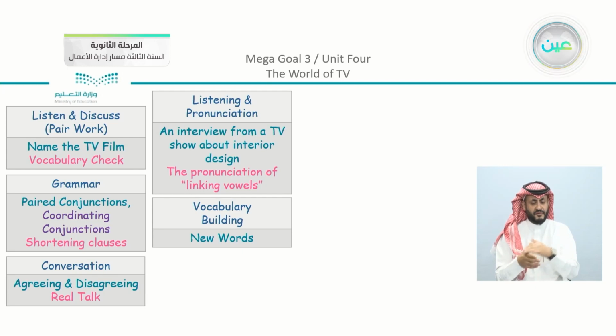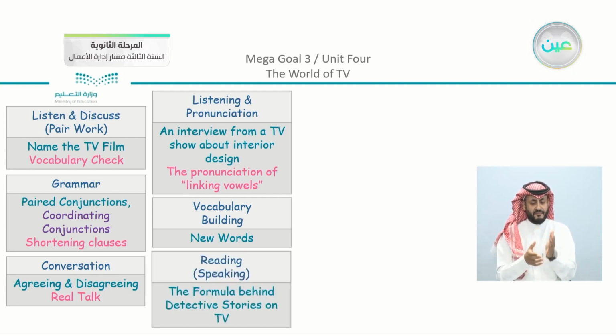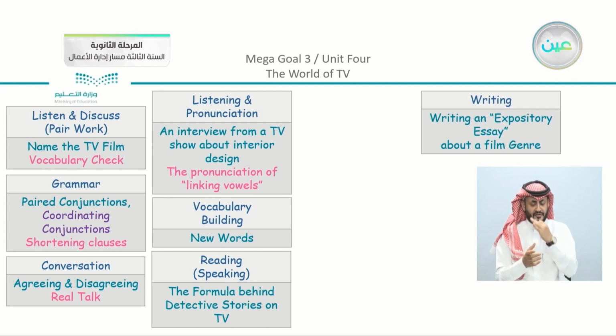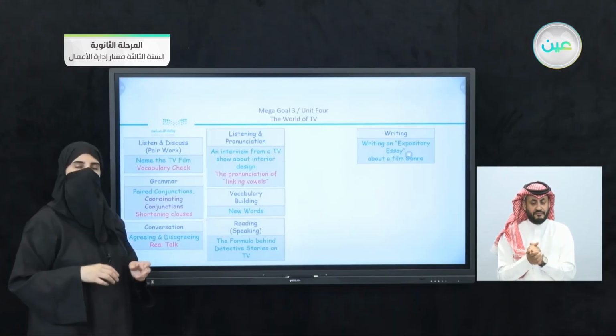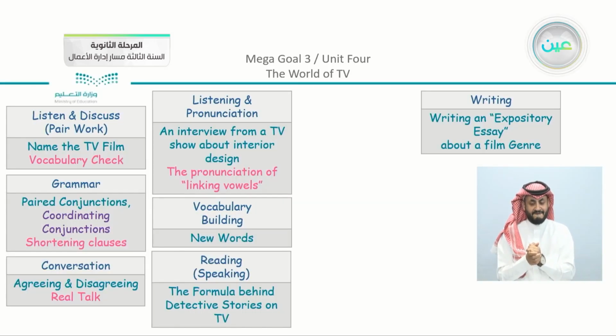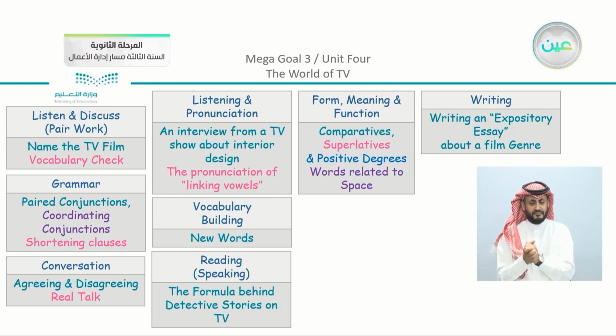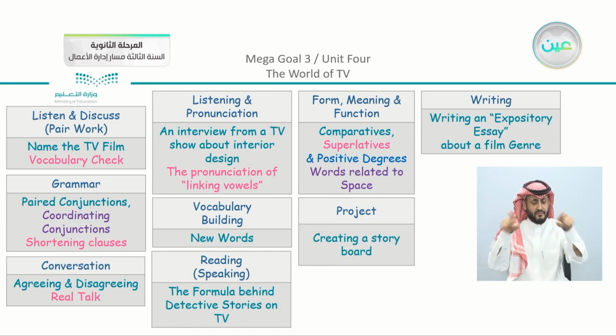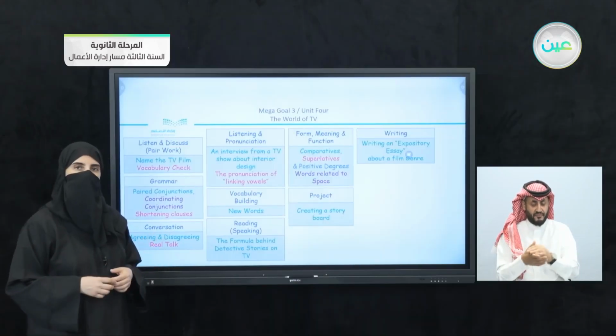We studied also new vocabulary and the vocabulary building. We had the reading, which was about the formula behind detective stories on TV. And also we had the speaking part as well. We had the last lesson, the writing lesson, which was about writing an expository essay about a film genre. And we had our form, meaning, and function about comparatives, superlatives, positive degrees, and words related to space. And today's lesson, which was the project, creating a storyboard that I am sure they will be creative and amazing.